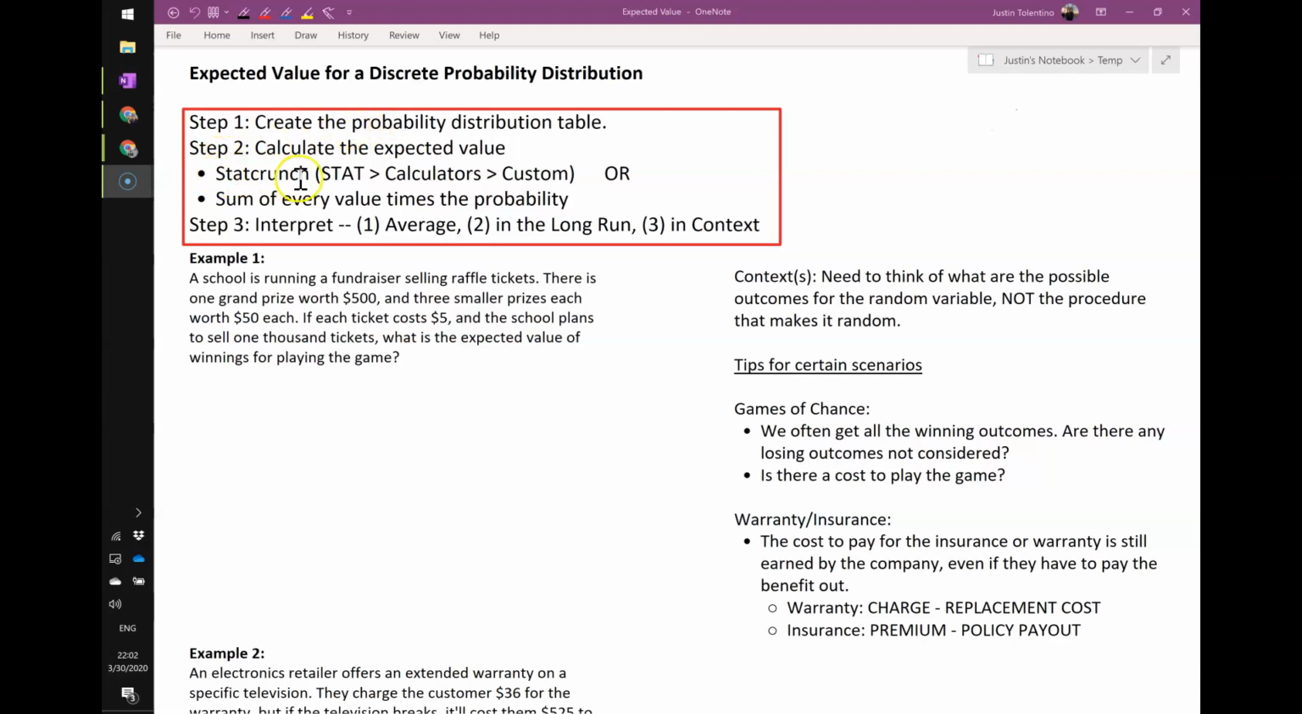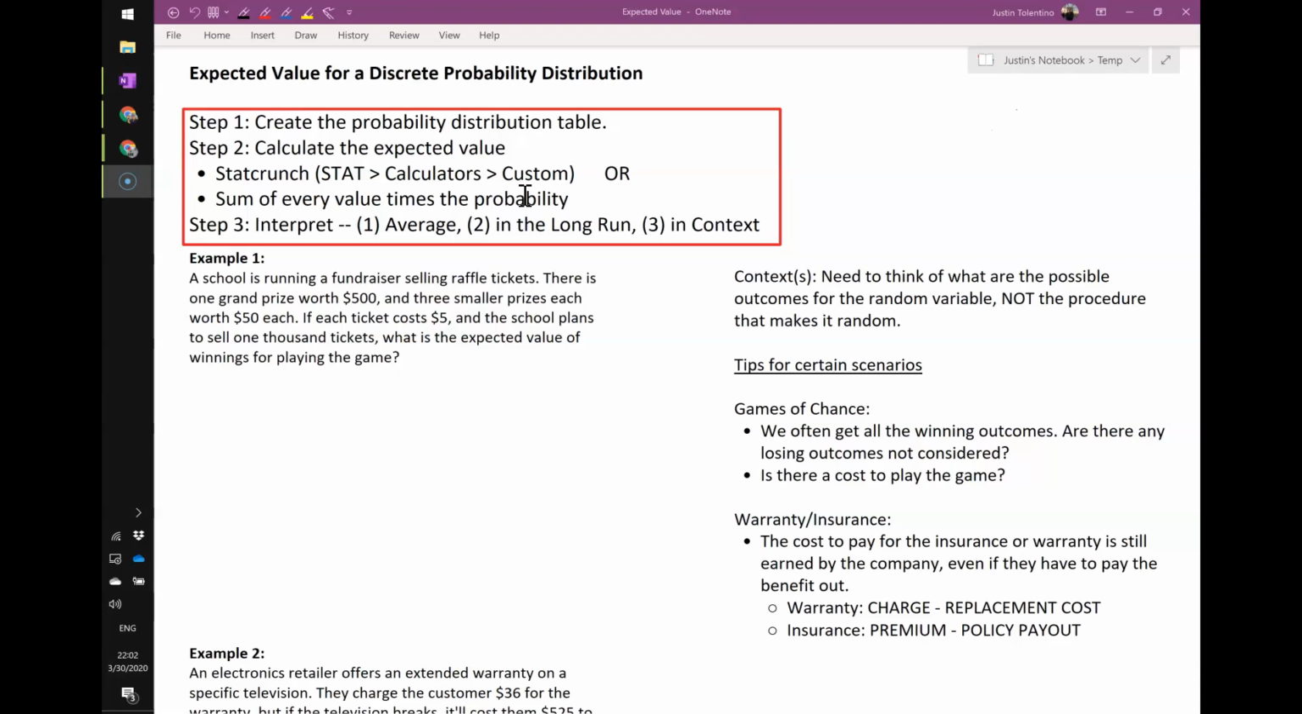We can either use StatCrunch, which is under Stat, Calculator, Custom, or we can just do it by hand and calculate it by finding the sum of every single value times the probability of that value in the table. And thirdly, we want to make sure we understand what this expected value is actually representing. So we should be able to write a sentence that interprets it.